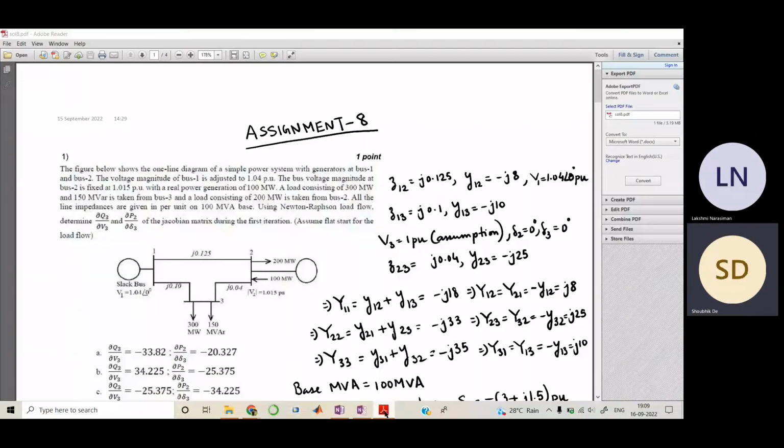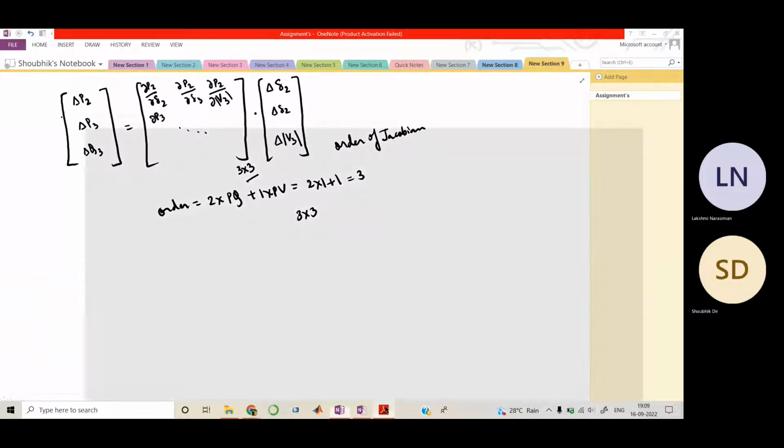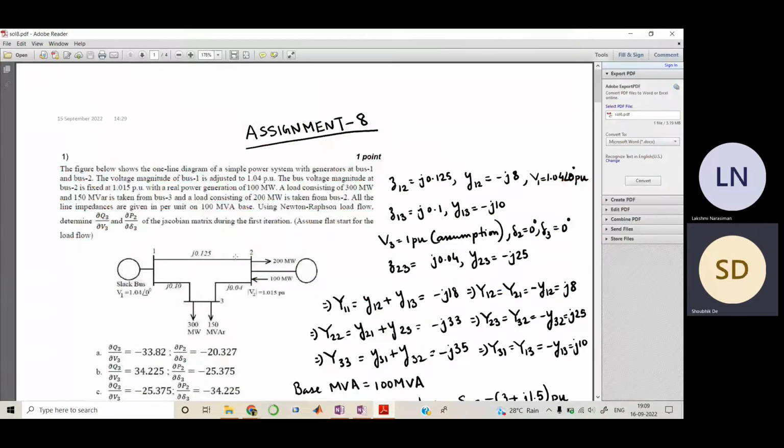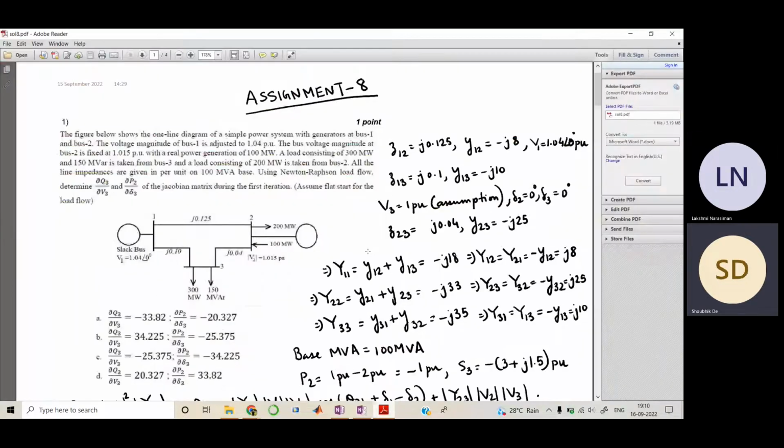Anyway, this is how we will construct this. Now, having constructed this, for each of these problems we have to find what these components are. For example, in this question, they are telling us to find del Q3, del V3, del P2, del 3. So these are the various components. Now let's start. For starting these kinds of problems, we first have to construct the admittance matrix. We have been given all of these components.